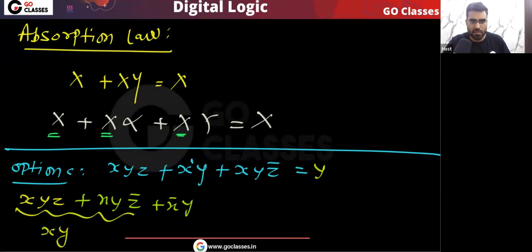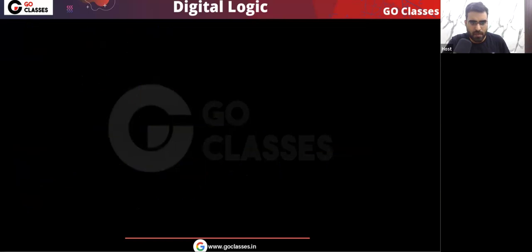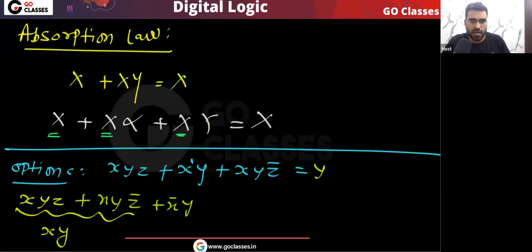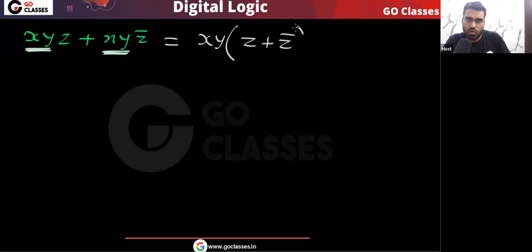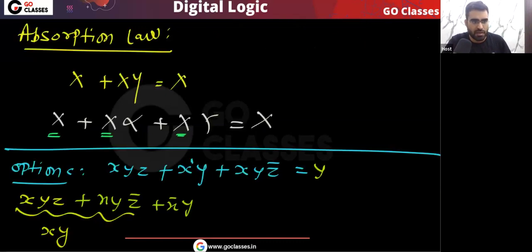What is the reason? Let me tell you the reason. See, these two will give you this xyz or xyz bar, right? Okay, so what will this give you? Here you can take xy common or xy out. So this is what you will get, xy and 1, that is same as xy. So you got xy here.